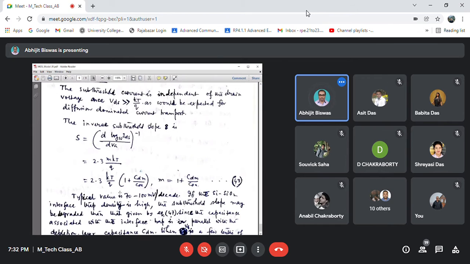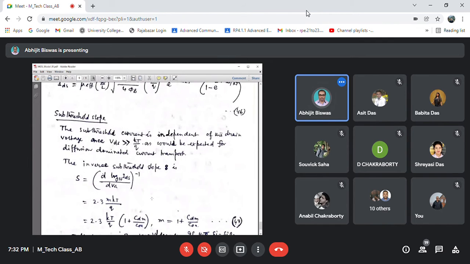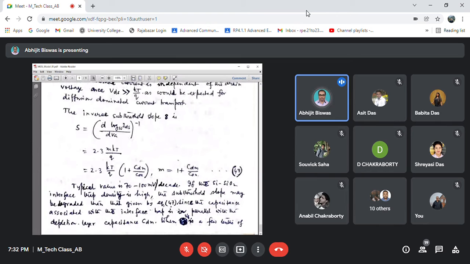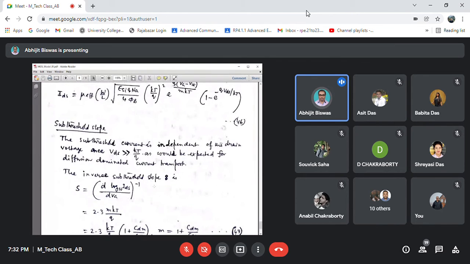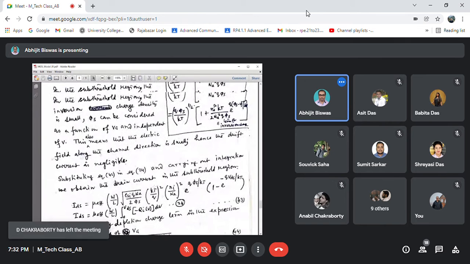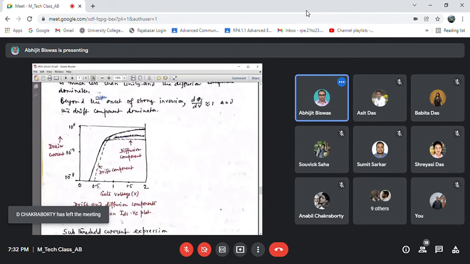So this is very important to know about the subthreshold swing. If you have any question, you can ask me. So you see here the steepness of the subthreshold swing. It is the variation of the drain current with gate voltage when the device operates in the subthreshold region of operation. It indicates this inverse slope.